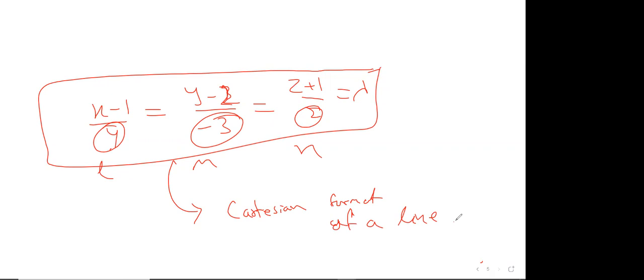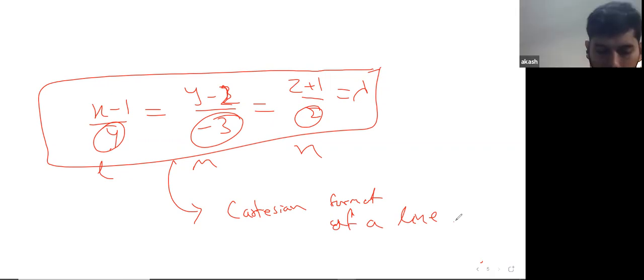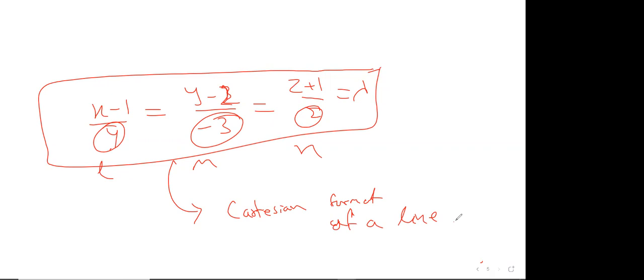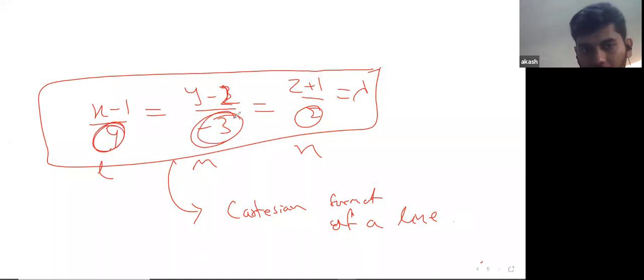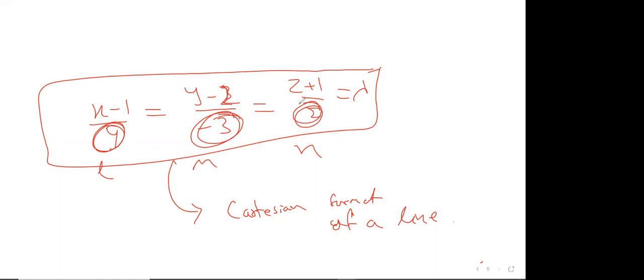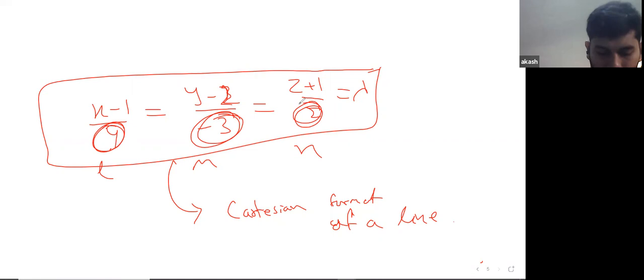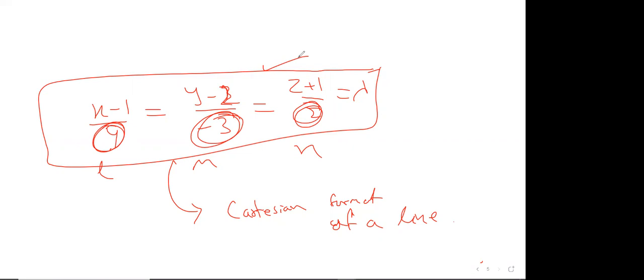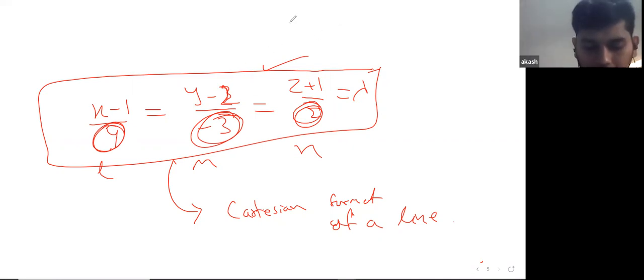Are you absolutely clear? So the bottom values are L, M, N. Yes, these are L, M, and N. Now let's solve. Can you find the Cartesian form, right? You can find it like this, no issue. Okay, write down the question and solve that.